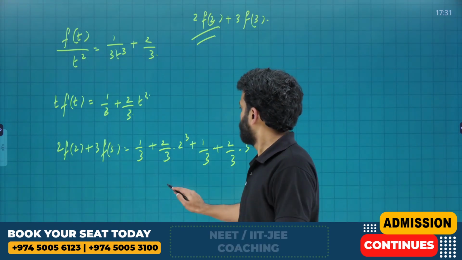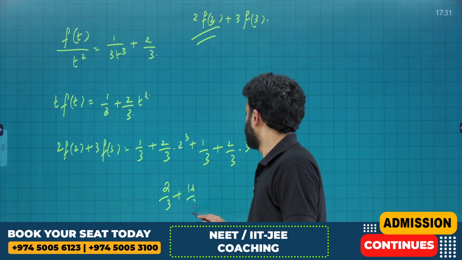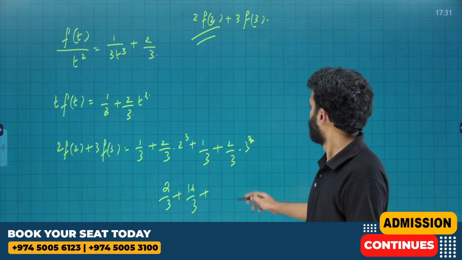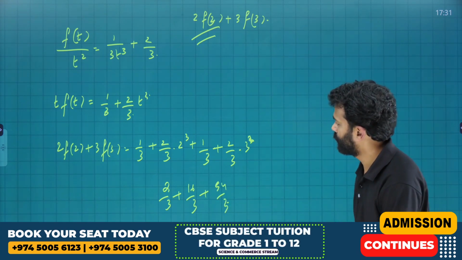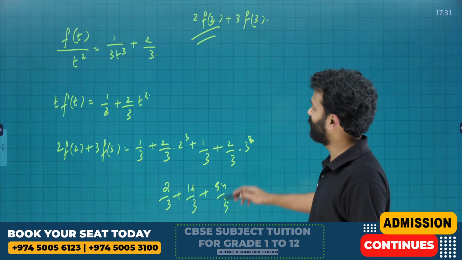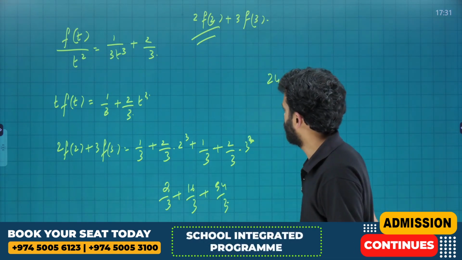That is 1 by 3 plus 1 by 3 is 2 by 3. This is 16 by 3. This is 27 into 2, that is 54 by 3, that is 54 plus 16, 70, 70 plus 2 is 72, 72 by 3 is what? 24 is the final result for this one. Okay, that's all. Very easy question.